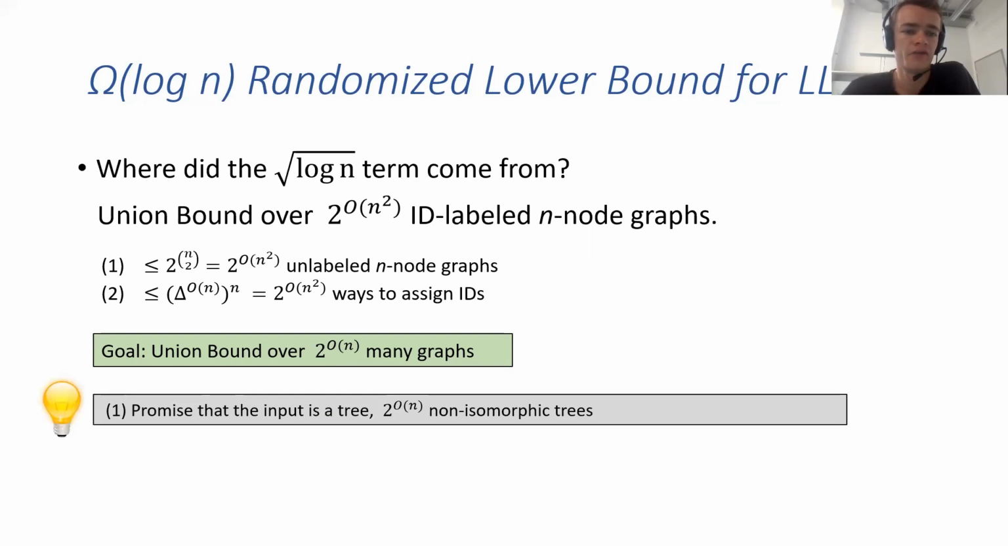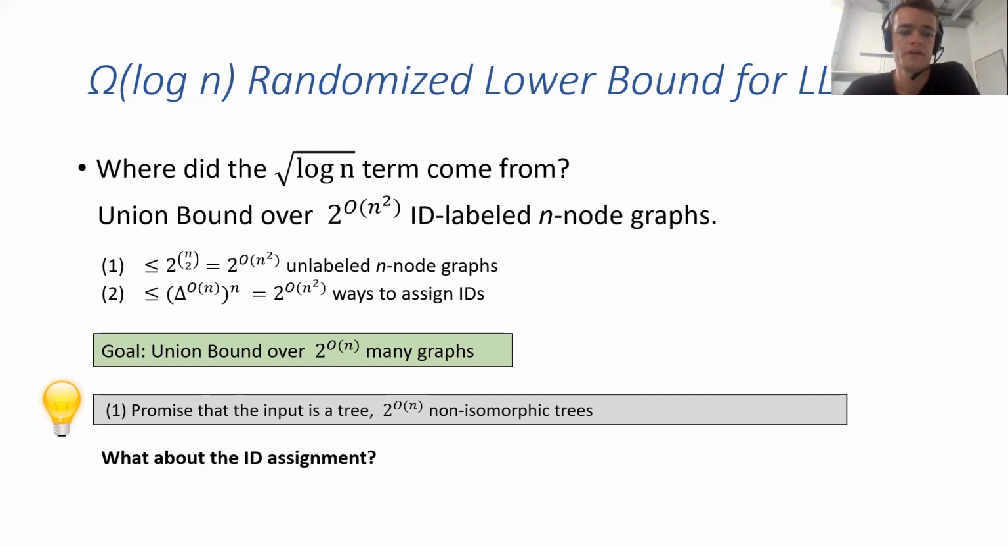And so to handle this first term, the number of unlabeled n-node graphs, what we do is that we promise that the input is a tree instead of just a constant degree graph. And there are only 2 to the order n non-isomorphic trees, so that's fine. However, we also need to show that the problem is still hard on trees.